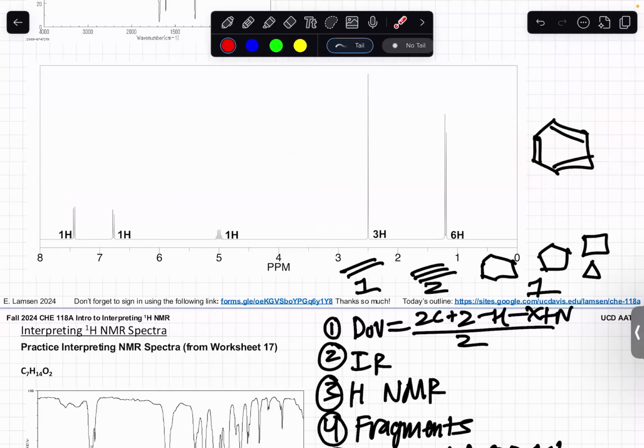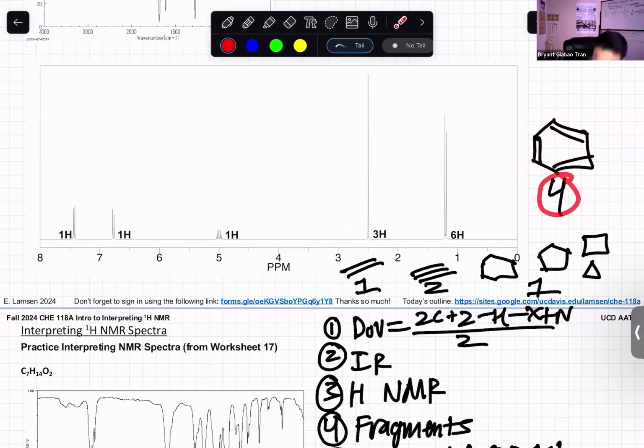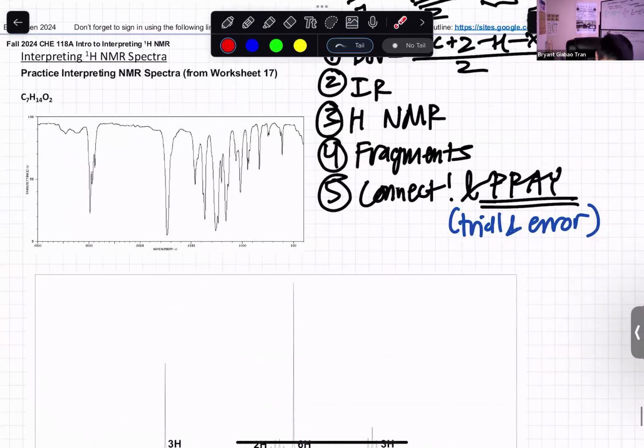Yeah, 3 double bonds, 1, 2, 3, plus 1 ring. So 3 plus 1 would be 4. If you see any benzene ring, that benzene ring will count as 4 degrees of unsaturation, because of the 3 double bonds and 1 ring. Okay, so now let's look at this one.